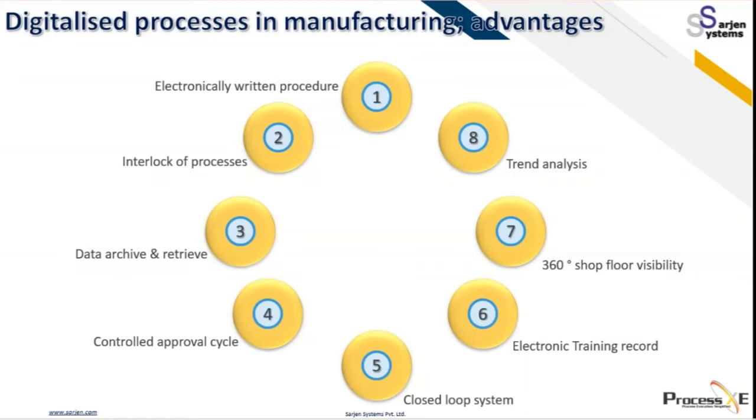Interlock of process. Digitally provide the facility to interlock all the process step by step. You can set a standard defined procedure workflow within your system. You can set the process saying that this process should be executed before, after, or parallel. It can provide interlock in batch execution, like if the area is not clean, then you will not be able to start your batch execution.